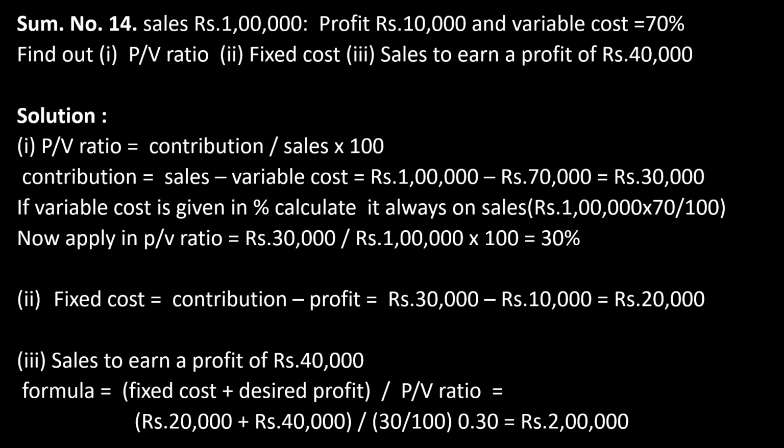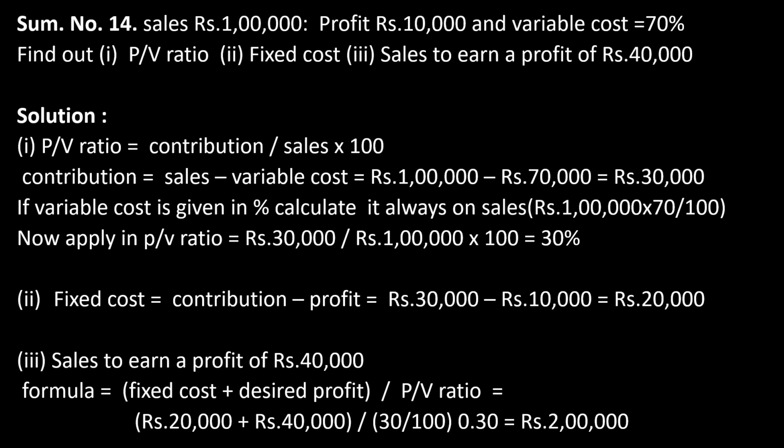Now, I'll use the formula for PV ratio first. For my PV ratio, the formula will be simple: contribution by sales into 100. There are so many formulas that I gave you. If you're thorough with the formula, you can easily identify which formula to be used here. So I'm going to use only the first formula, contribution by sales into 100. For contribution, I already know the formula: sales minus variable cost. My sales is 1 lakh. My variable cost is 70%.